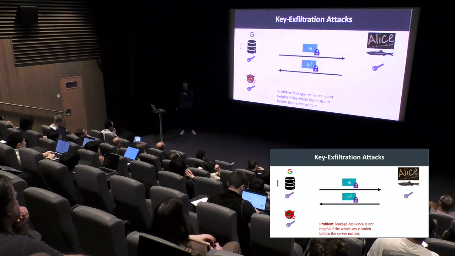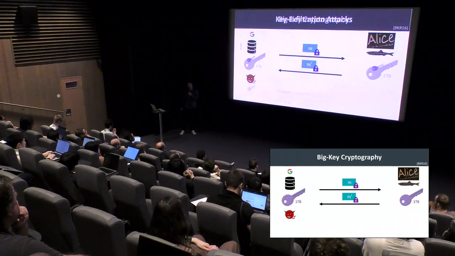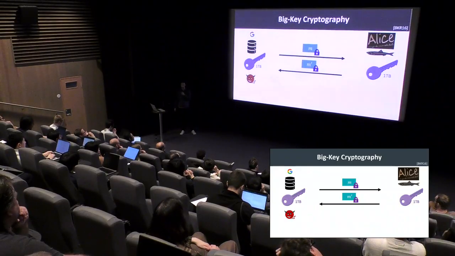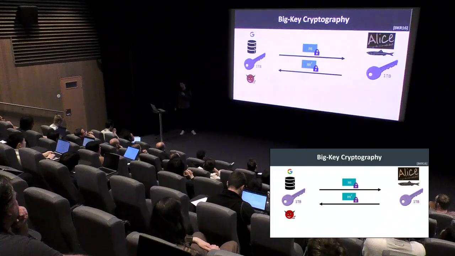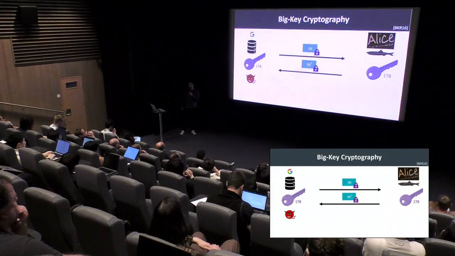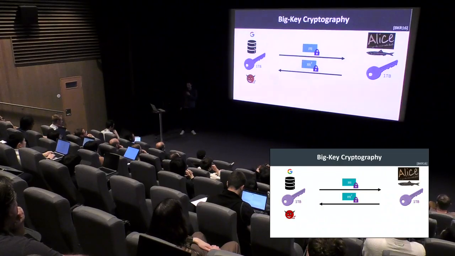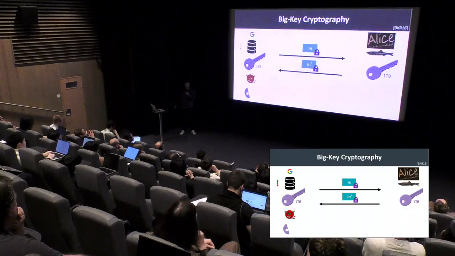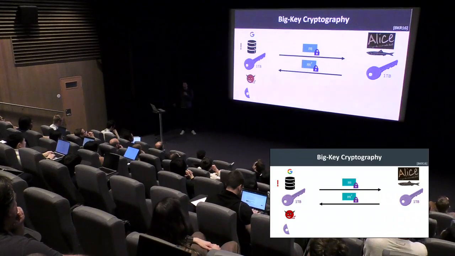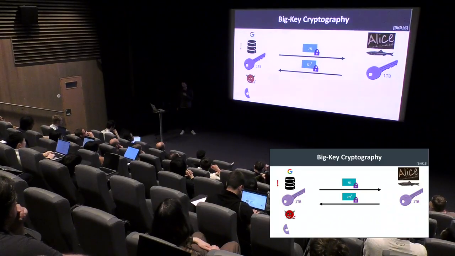So what can we do about this? Well, one straightforward solution is this notion of big key cryptography introduced by Bellare, Kane, and Rogaway. In this setting, basically the keys just become gigantic, like say 1 terabyte, and the idea is that if the adversary tries to exfiltrate the key, it's a lot more likely to get noticed before a significant fraction is taken, and thus we can hope for some sort of leakage resilience to carry through for security.